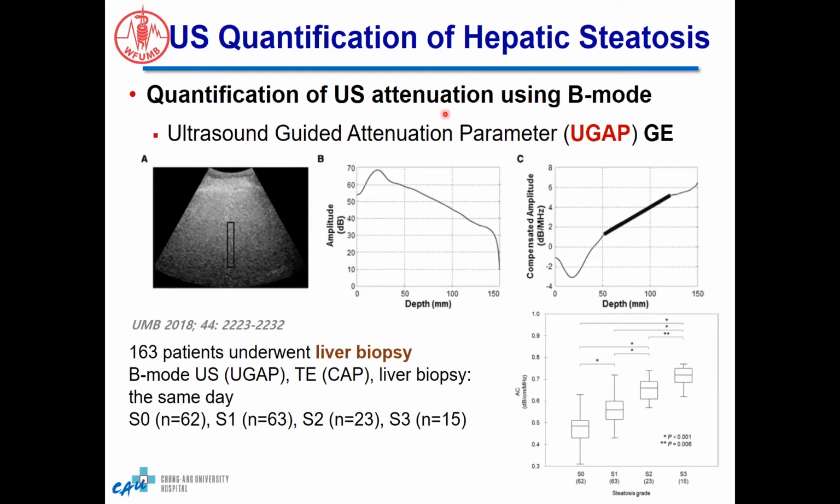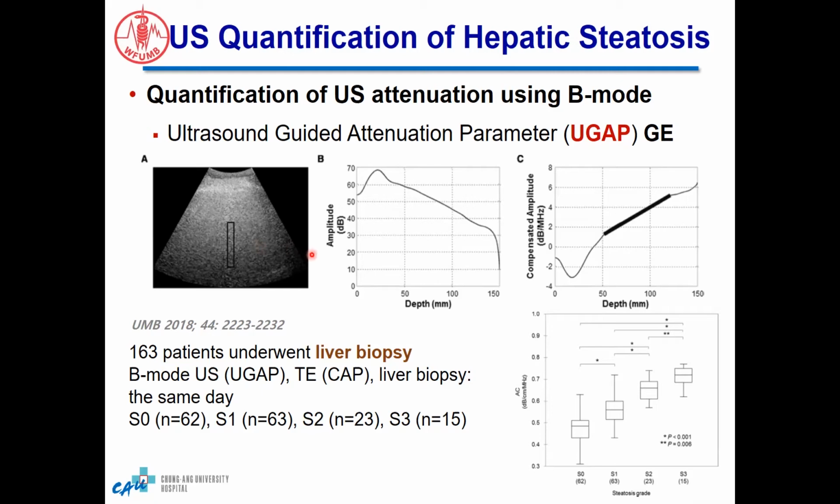So a quantitative method of ultrasound attenuation using beam mode imaging has been developed. As you can see in this figure, ultrasound-guided attenuation parameter, UGAP, can calculate attenuation coefficient using an ROI in the mid portion of the liver by beam mode.